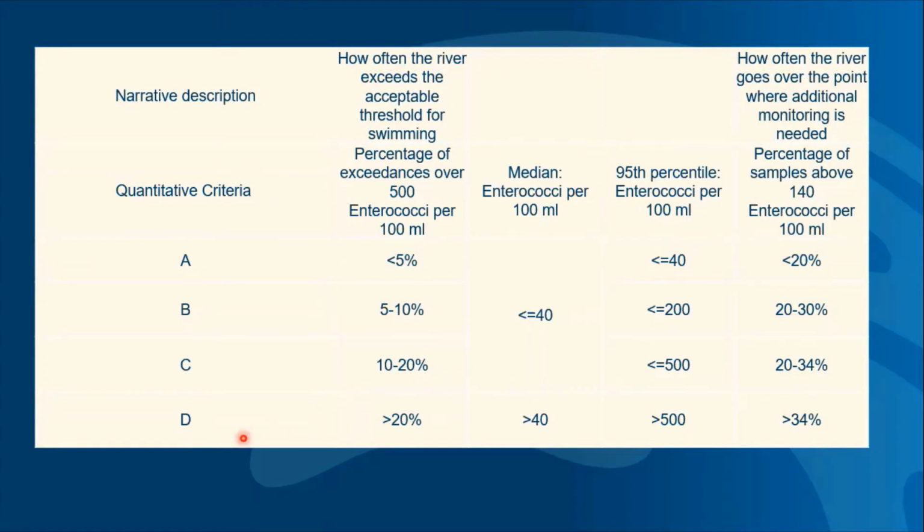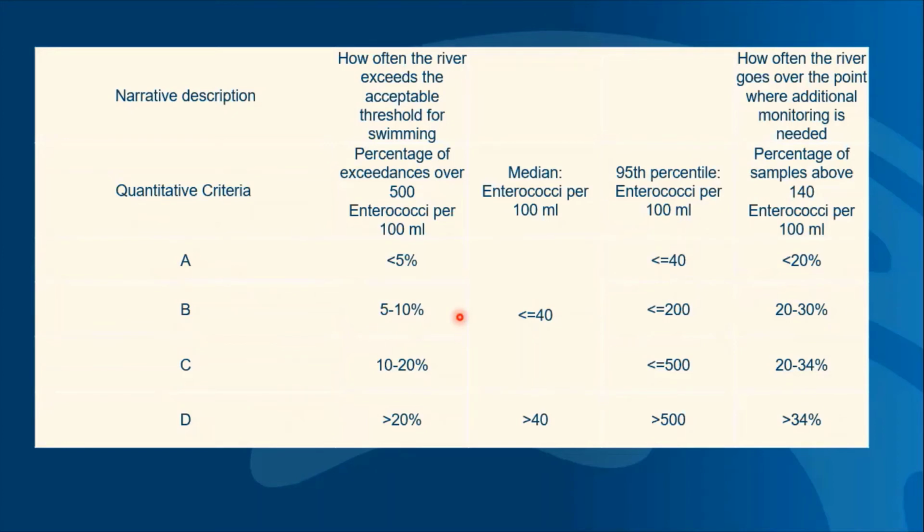So based on the monitoring data, there's a quantifying criteria from A being good, where the median concentration is less than 40, the 95th percentile concentration is less than or equal to 40, etc. So you get an overall criteria based on these different exceedances and concentrations. This sort of information was used to look at the attributes at different sites within the harbour.